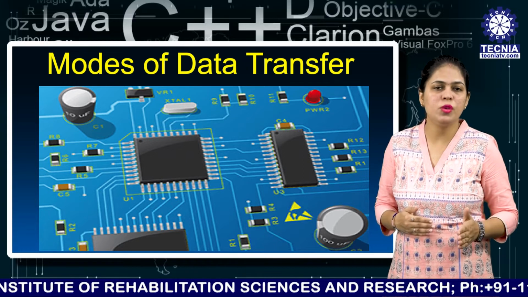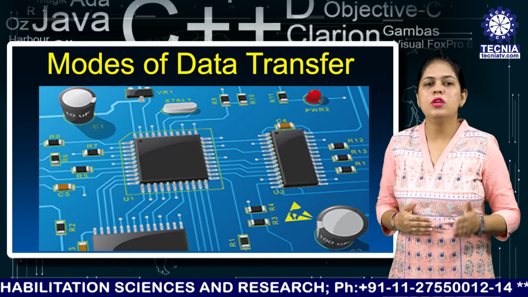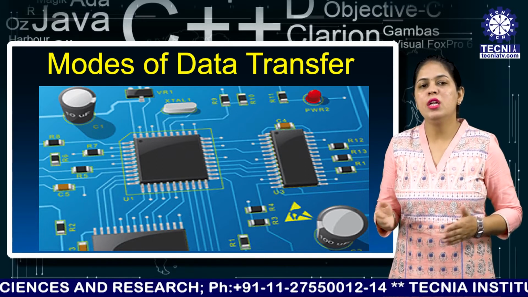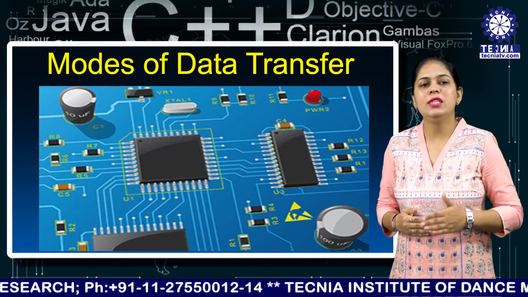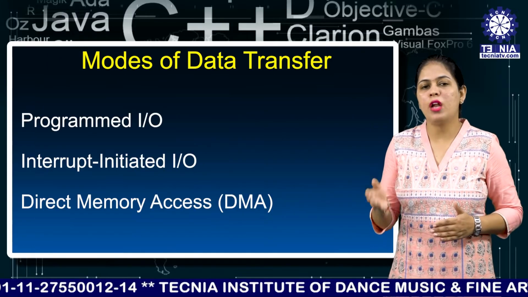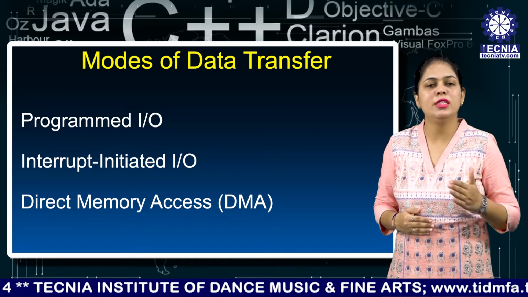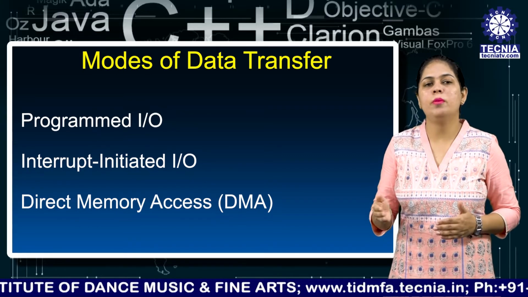The data transfer can be handled by various modes. Some of the modes use the CPU as an intermediate path, others transfer the data directly to and from the memory unit, and this can be handled in three ways. First is programmed input output, second is interrupt initiated input output, and third is direct memory access. Let's explore one by one.